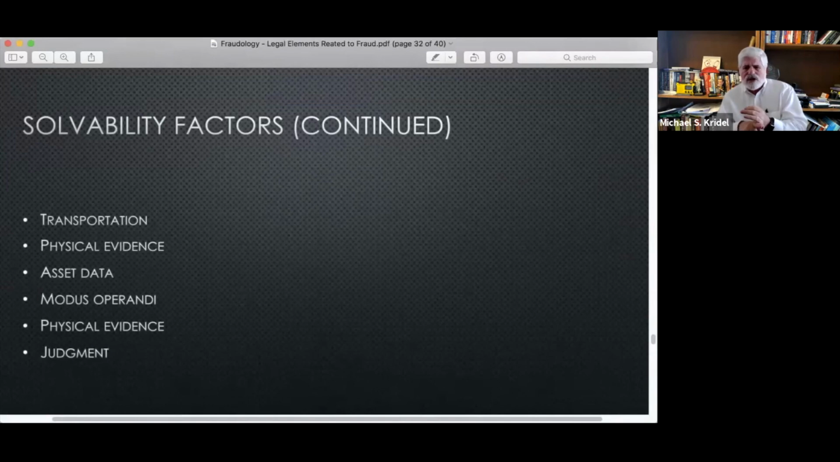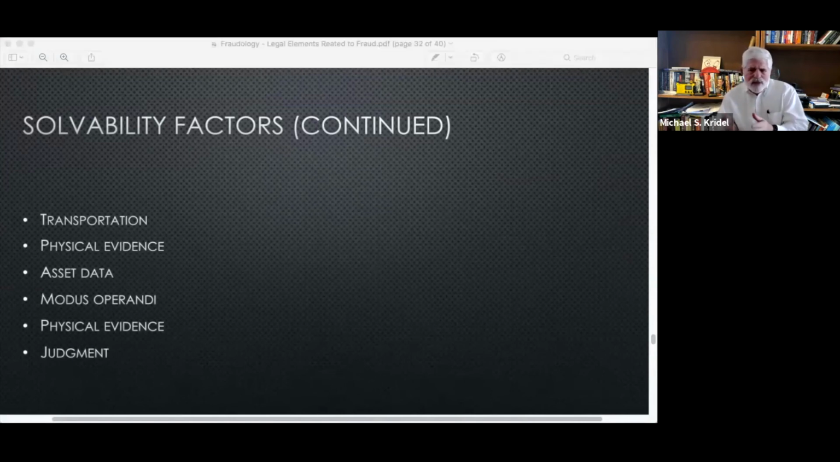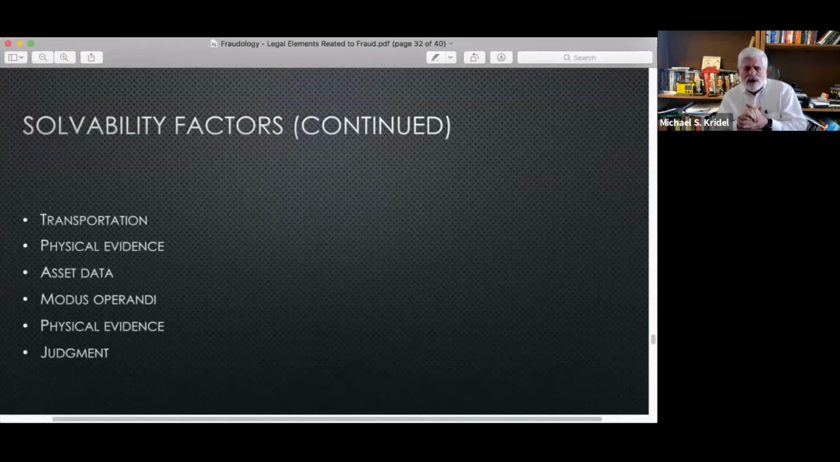In certain cases, transportation, time between locations is critical. Physical evidence before it's modified. Asset data, understanding what the MO, what the modus operandi is. I've got physical evidence twice, I apologize. And then judgment, making your own judgment, being able to reach judgment.